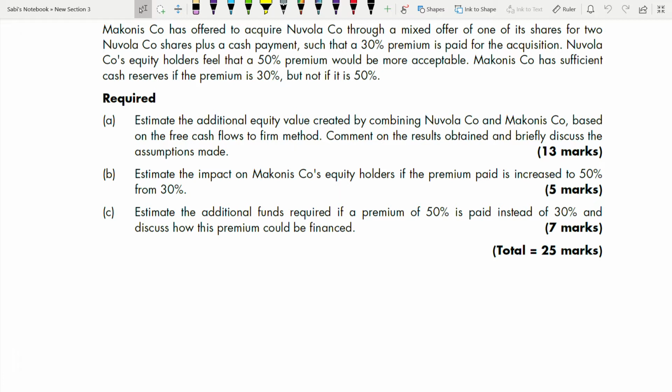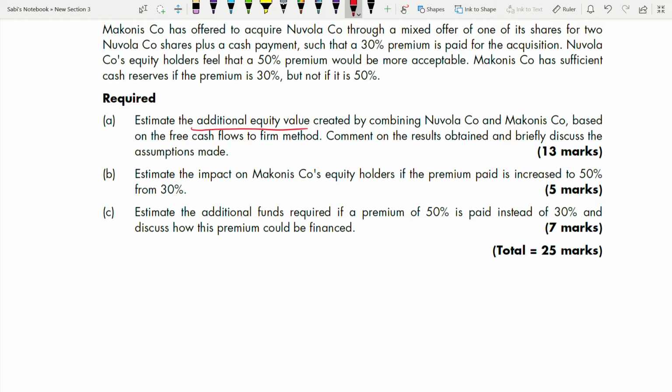Break this into pieces. In this one requirement, they're asking first for additional equity value. If you go through all the questions under your mergers and acquisition section, you will see that this question is repeated. In question 25 also we have gone through this additional equity value. That means for your acquisition and mergers chapter, you have to know how to calculate additional equity value. This is a repeated question. So this is number one requirement.